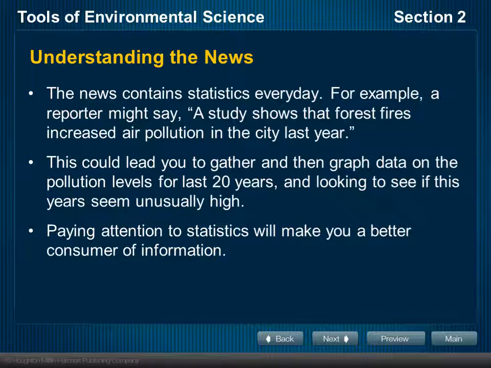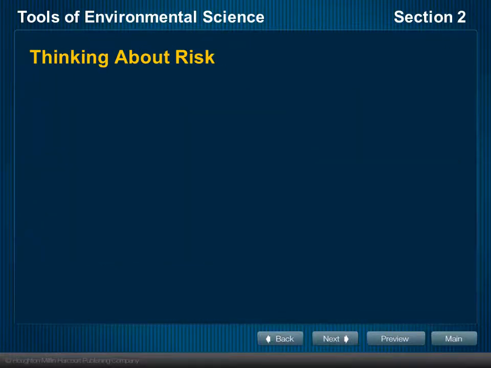Now, for example, a study shows that forest fires increased air pollution in the city last year, and that says a particular thing, but that air pollution that increased last year may be lower than it was 5 years ago. Okay? And statistical analysis paints the whole picture in terms of results.